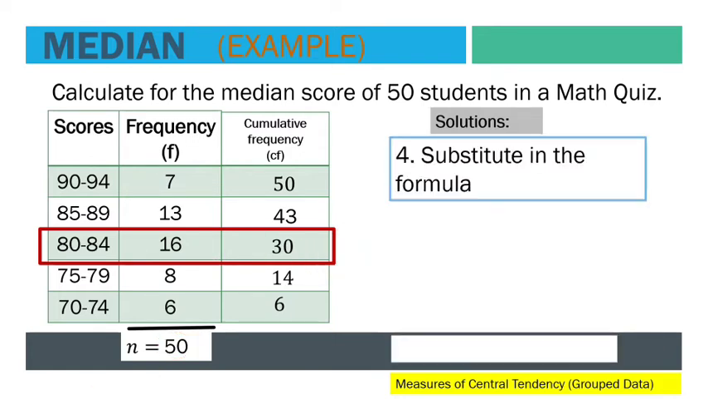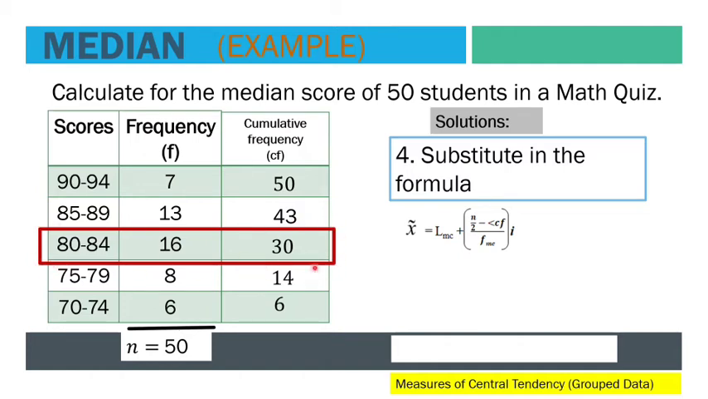We are now on the fourth and last step, which is to substitute in the formula for the median. This is our formula. And first, we have to get the value of the lower boundary of the median class. So again, the median class is here. We have marked it with the red rectangle.